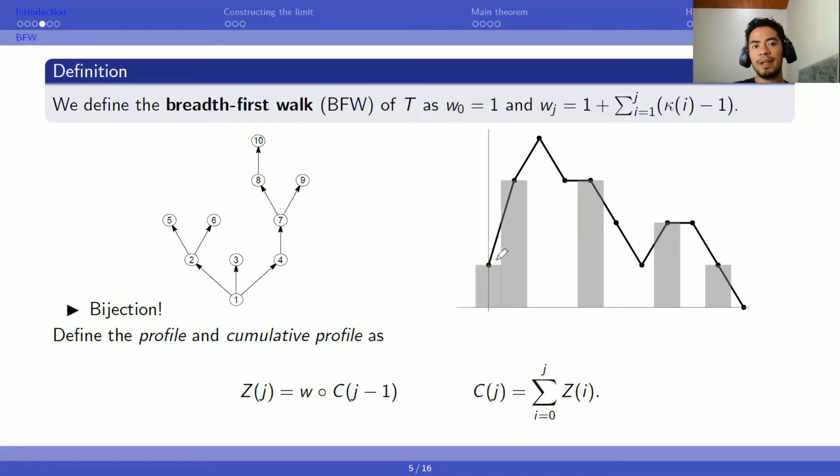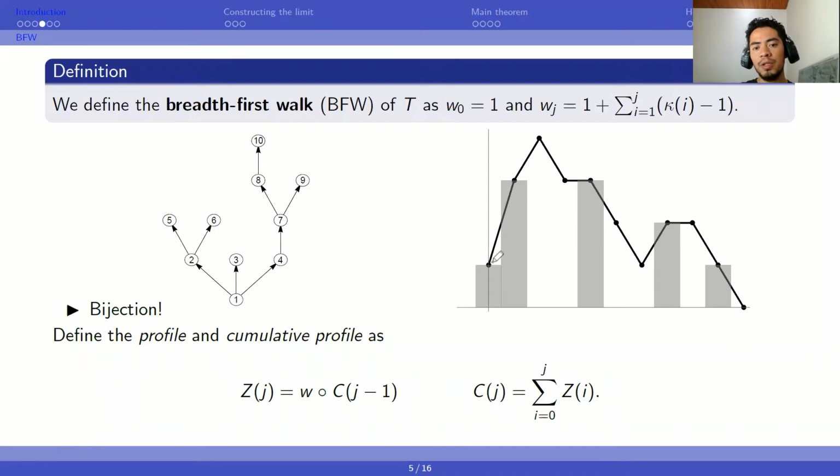Let us define the breadth first walk of a tree T as a path starting at 1 and having increments the number of children of each vertex minus 1. It turns out this is a bijection between trees and excursions, which are paths starting at 1 and being positive up to the first hit time of 0, in this case 10, which coincides with the size of the tree.